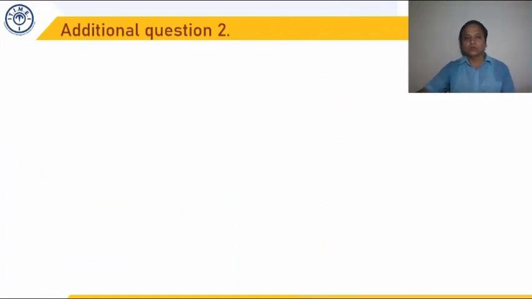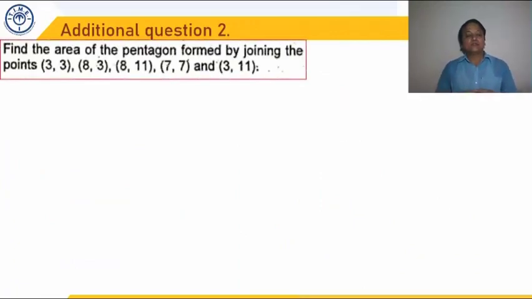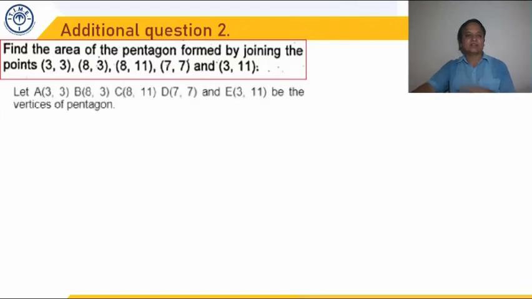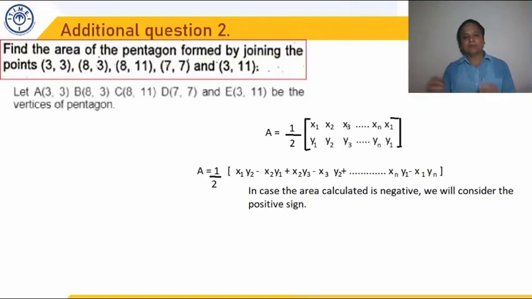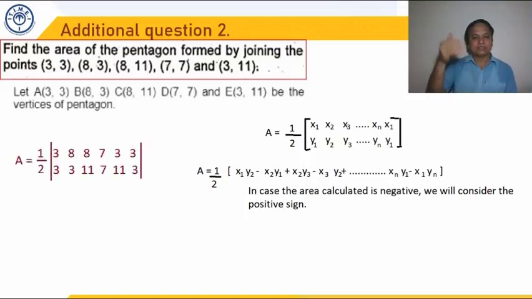Additional question number 2. It says find the area of a pentagon. Now a pentagon has 5 vertices found by joining the points. Vertices are given, so we say let A, B, C, D, E be the vertices of a pentagon. We try to use this formula. We write the area equal to half, write the vertices and just repeat the first vertex: 3, 3, 8, 3, 8, 11, 7, 7, 3, 11, and then the first vertex again.